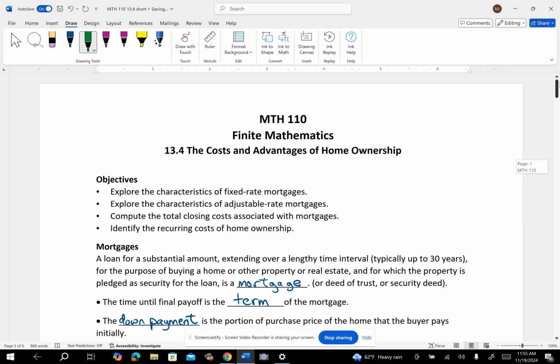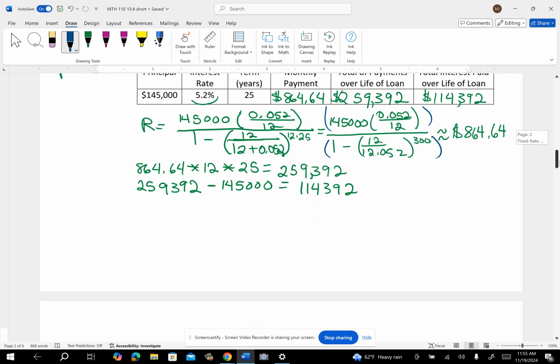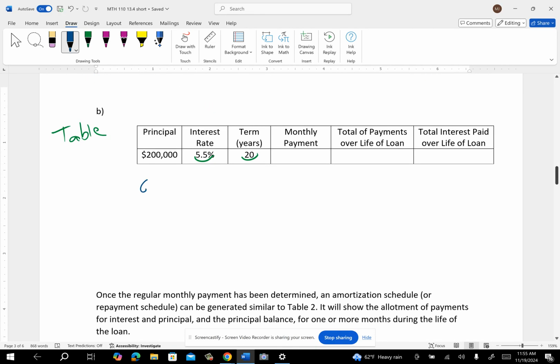So I'm going to go back here to where I have the 5.5 and the 20, and I'm going to look at the factor that fits both of those conditions. So that's the 6.87887. So that factor, 6.87887, so about $6.88 is what I would have to pay every month for 20 years in order to pay off this mortgage. Okay?